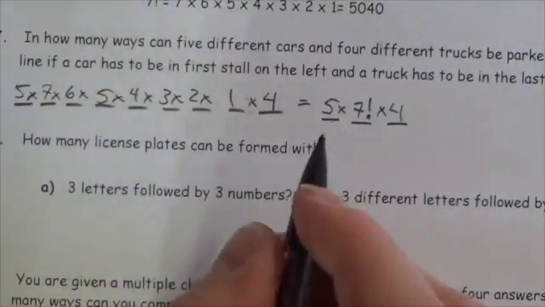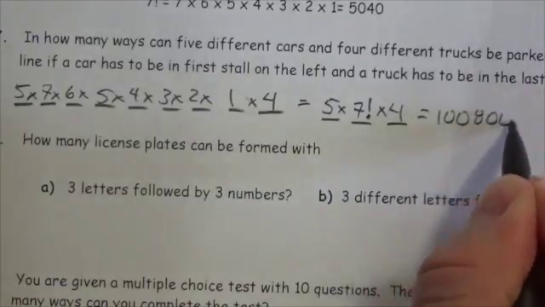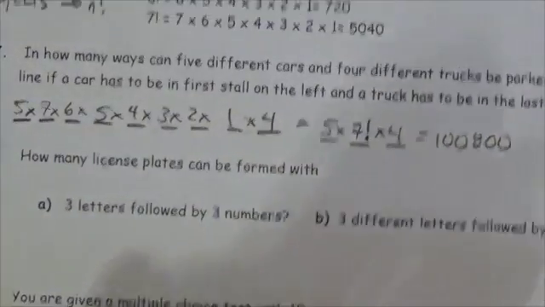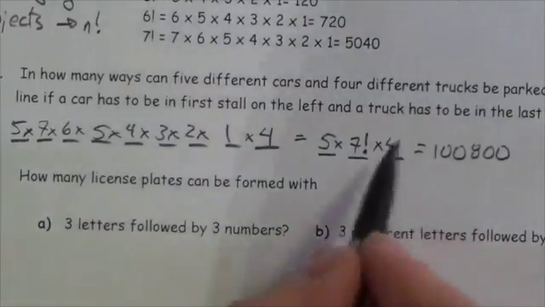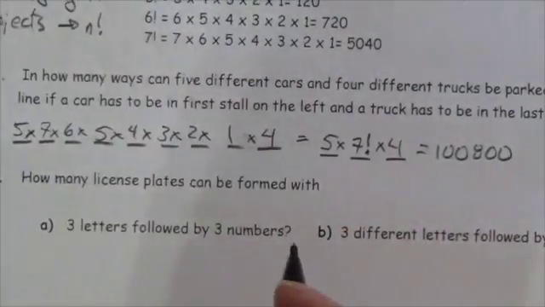And when you do that, by the way, the answer is there are 100,800 different ways that those vehicles can be parked like that. And isn't it amazing how large that number is, given the relatively small number of objects that we're organizing?